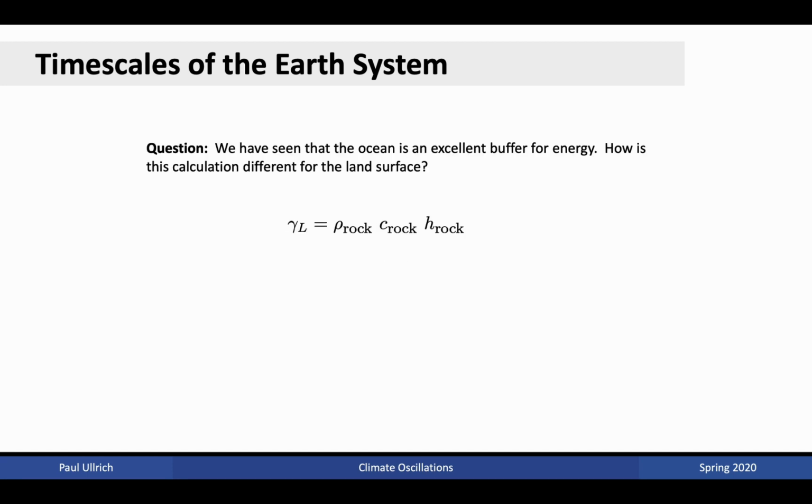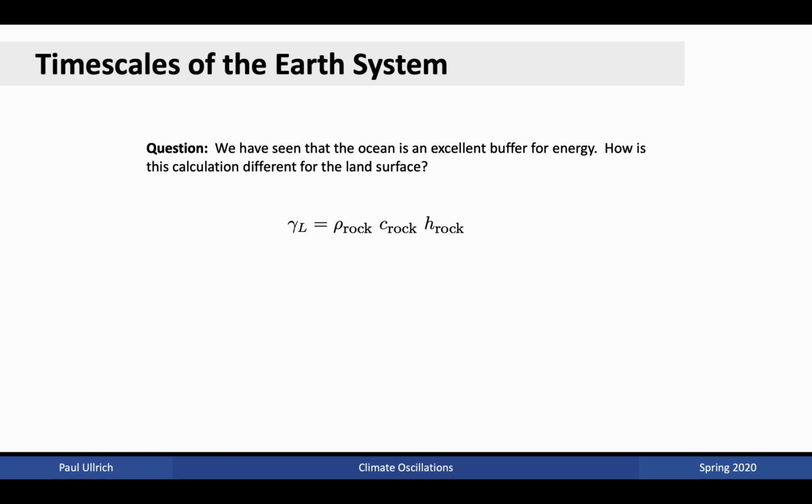So we've already seen that the ocean is an excellent buffer of energy. How is this calculation different for the land surface? Well, we can perform effectively an analogous calculation for land, here taking density of rock, heat capacity of rock, and a height of rock, where the height is again taken to be approximately the region of the land surface that is in contact with the atmosphere. So how does this compare? Well, the density of rock will be a little bit higher than in the ocean, certainly. The heat capacity is more or less proportional.